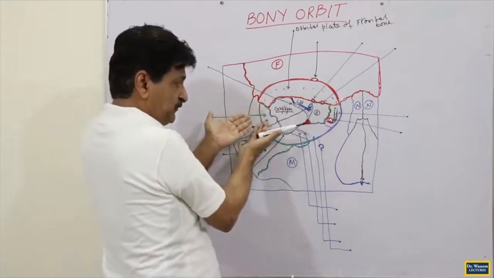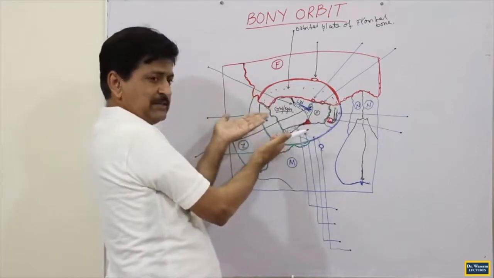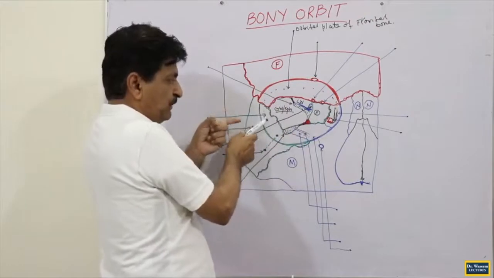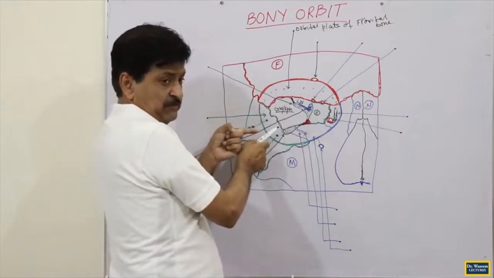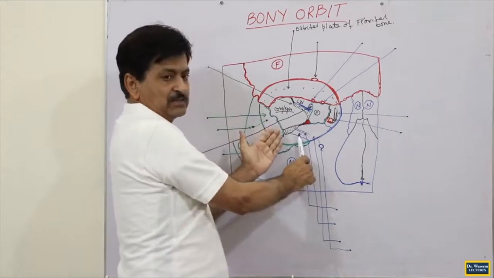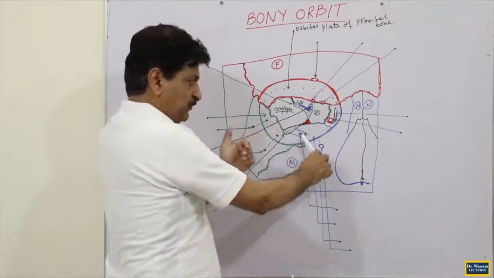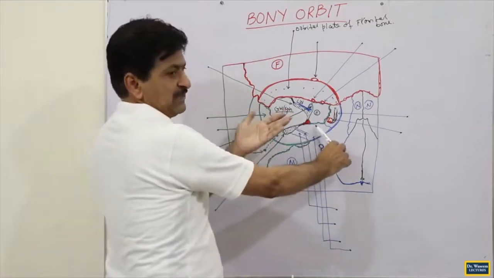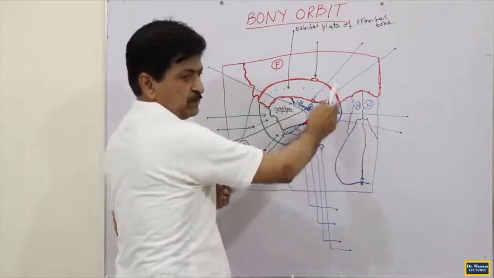Then the rest of the lateral wall will be taken over by the zygomatic bone, and the zygomatic bone will form the lateral wall. Surely the rest of the lateral means 90%, and that will also form the floor here. And the rest of the floor will be formed by the maxilla, and it will also come under the medial side.